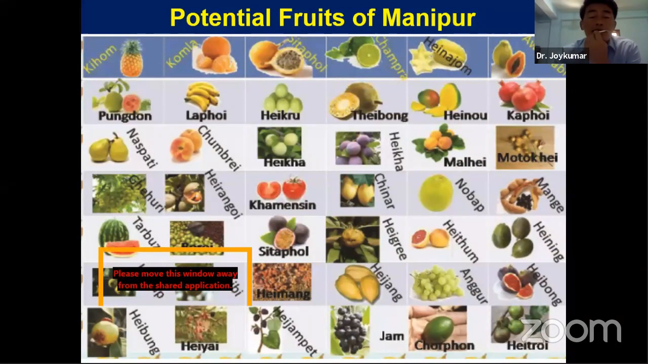For that, we need to know what potential fruits or vegetables are available around me, and when they are available, the season of production.